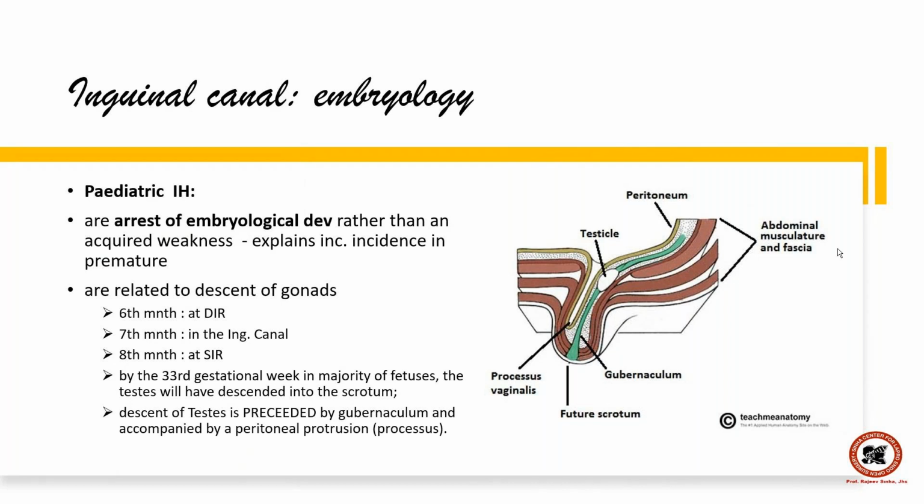If you look at the descent of the gonads, a rough chronology of testicular descent, roughly you can say at 6 months you find the testis up to the deep inguinal ring. Subsequently, seventh month in the inguinal canal, eighth month at the superficial inguinal ring, and by the third gestational week, in the majority of fetuses, the testis will have descended into the scrotum. Now, this descent of the testis into the scrotum is preceded by the gubernaculum and accompanied by the peritoneal protrusion, which we call the processus vaginalis.